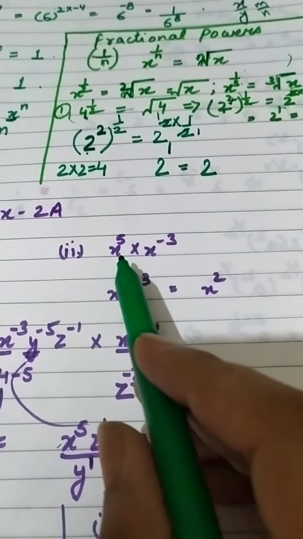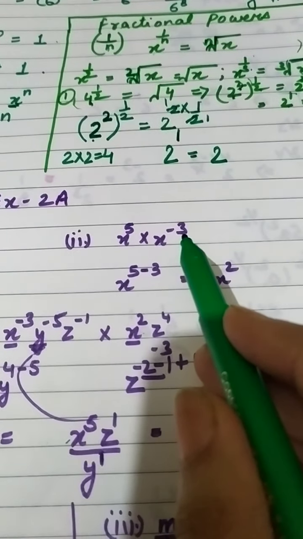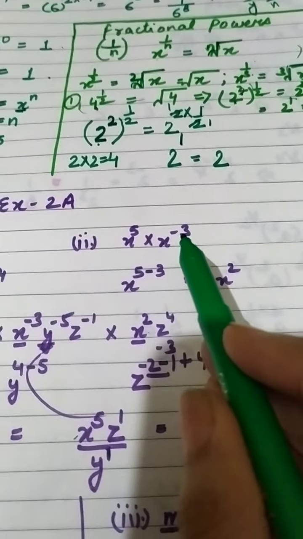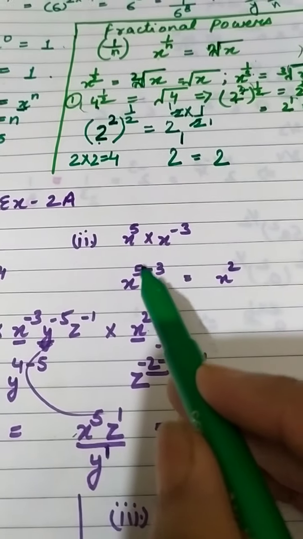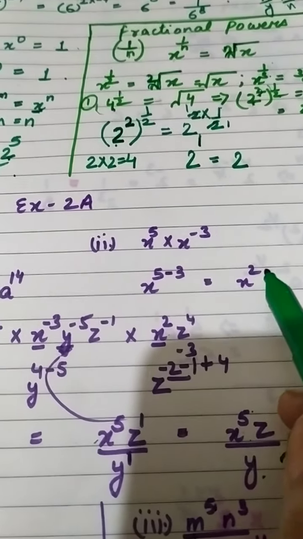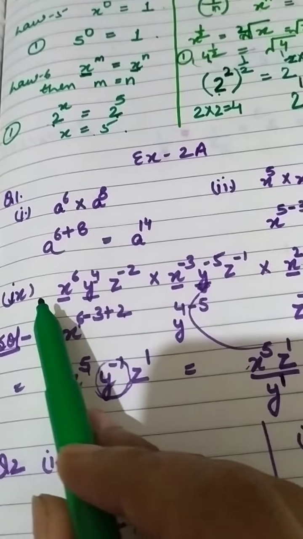Coming to the next question, x raised to the power 5 multiply x raised to the power minus 3. So bases are same, we have to add the powers. This is minus, so 3 will be subtracted from 5, that will be x raised to the power 2. Got it, children? Now comes the ninth part.